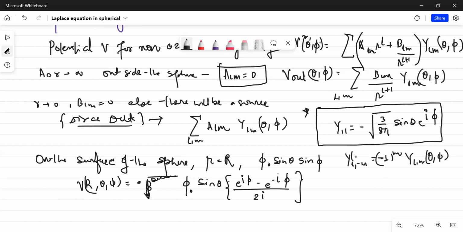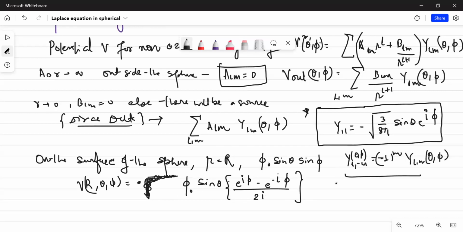Is that clear? This is something that I told you yesterday, that instead of finding Y 1 minus 1, you just use this particular formula, so that if you remember this, then you can remember the entire thing. I hope it is clear till now. Have I made some mistake somewhere? I don't know. Overall, I think this is fine. Is that clear till now?